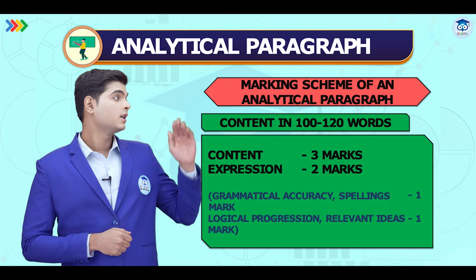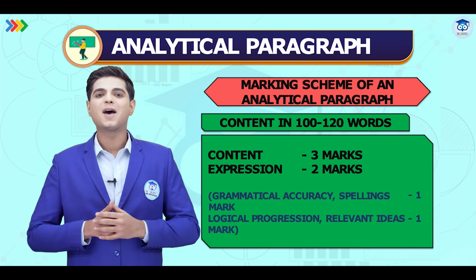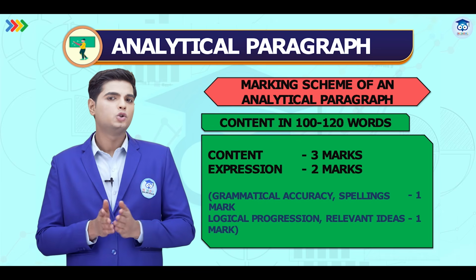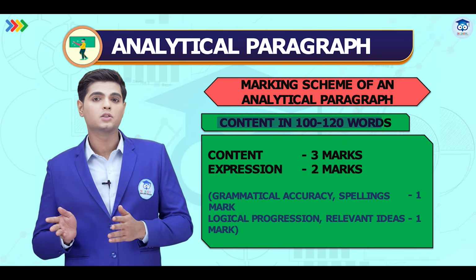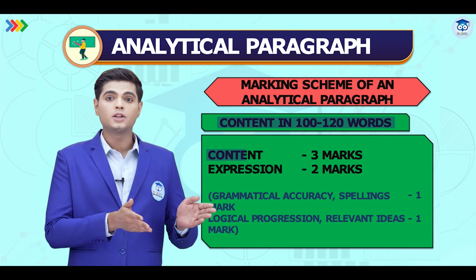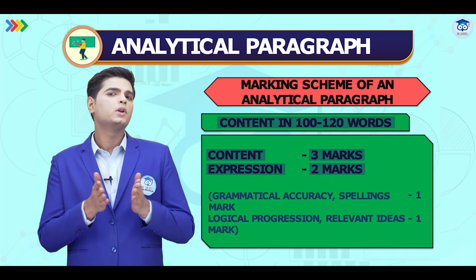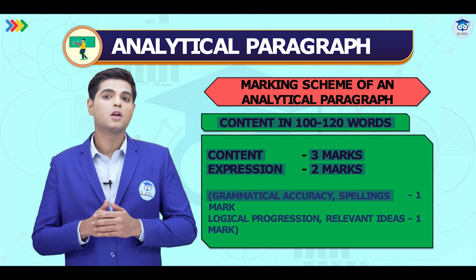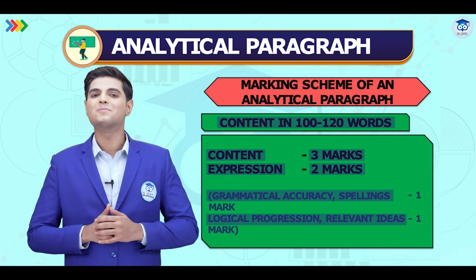Moving on to the marking scheme of an analytical paragraph. The marking scheme of an analytical paragraph helps us understand how our writing will be assessed. Usually, the content is expected in 100 to 120 words. This content is graded based on these key areas: content, which carries 3 marks, expression with 2 marks, and within expression, grammatical accuracy and spellings account for 1 mark, while logical progression and relevant ideas earn another 1 mark.